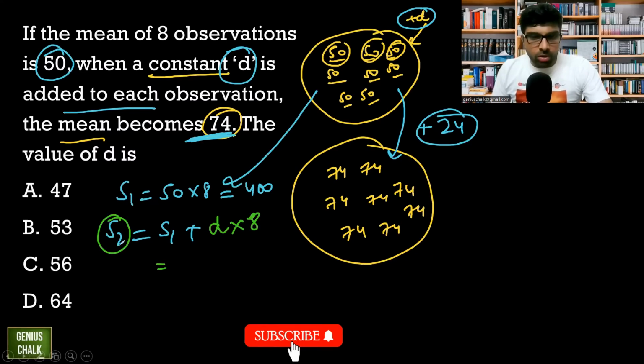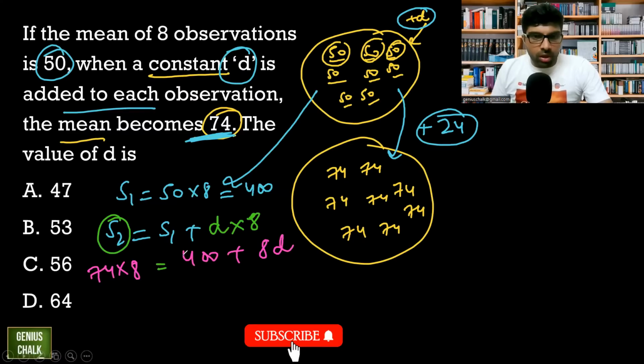And what is the new sum now? What is the new sum? We can check it. New sum is 74 into 8. And that is older sum 400 plus 8 times D. You can find like this also, but it is just for understanding.